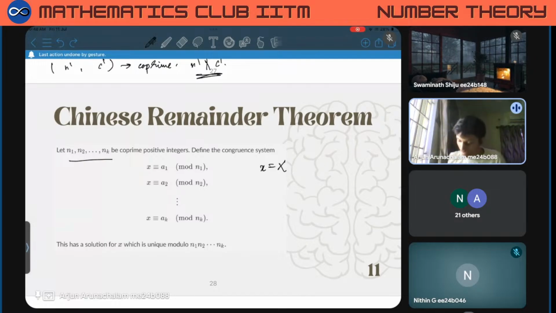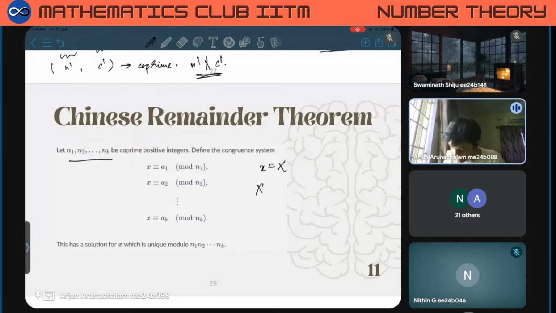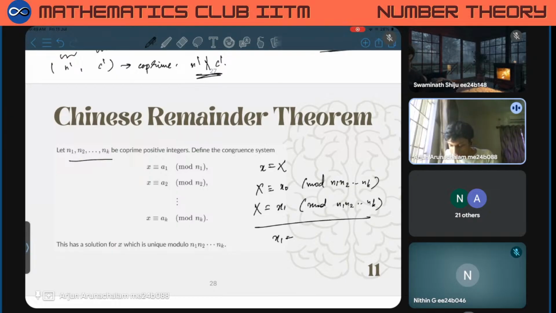But what it states is that, let's say the solution is x congruent to some x naught mod n1, n2, and so on up to nk. Then you can't have x congruent to some x1 mod n1 n2 up to nk. If this is true, then x1 has to be equal to x0. You can't have x1 not equal to x0. This is not possible. So that is what this theorem states. So basically, this is unique.